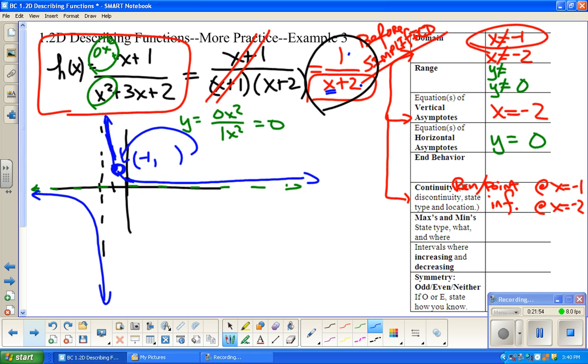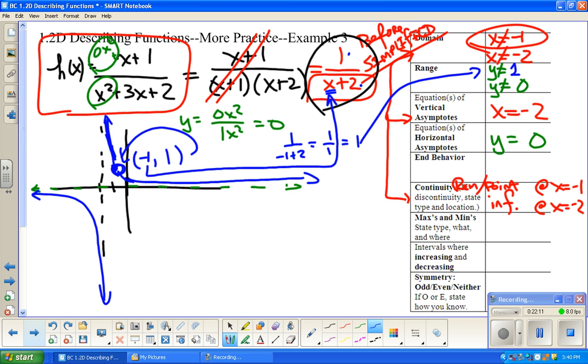The question now is, what's the y value? Well, I'm so glad you asked. I can get it by putting it right into the simplified version of this. So 1 over -1 plus 2, 1 over 1 is 1. That is the other value that is forbidden from the range.